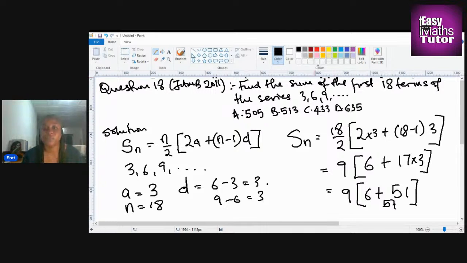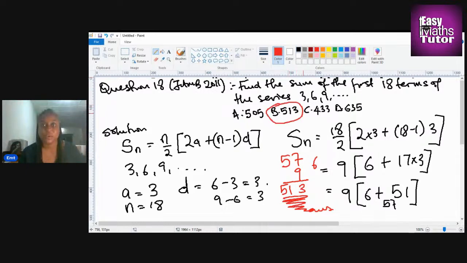So let's quickly do that. 9 times 57, 57 times 9. 9 times 7 is 63, write 3 and carry 6. 9 times 5 is 45 plus 6, that's 51. So our answer is popping up here: 513. Wow, our answer is option B.